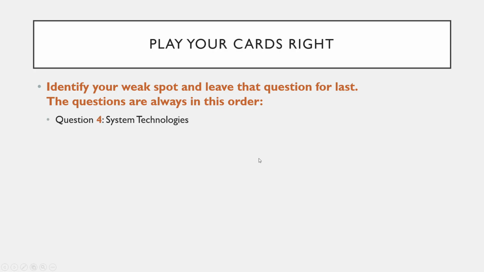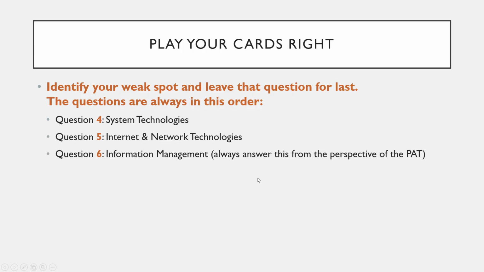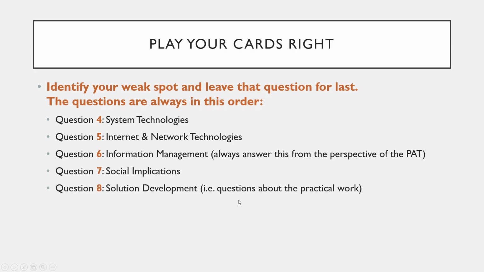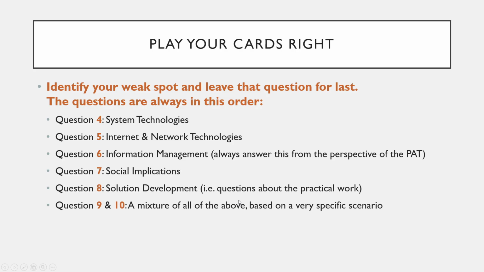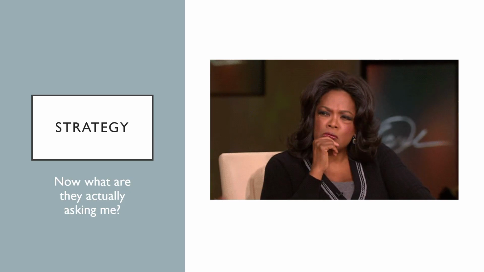These questions are always in this order. Question 4, system technologies. 5, internet and network technologies. Question 6, information management. Social implications, solution development, and then the big one, question 9 or question 9 and 10, which is a mixture of all of the above and usually has a very specific scenario. So that's what you should expect in your paper.